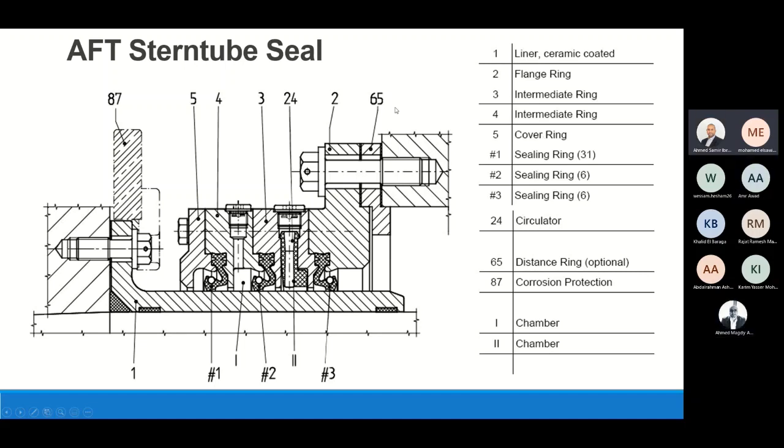Yes, perfect. Okay, 65, what is this? This is a distance ring, okay? This is optional. This is something we do to extend even further the life of the liner. What is this distance ring? We get it as a foundation of the seal. It is like 10 millimeter, 12 millimeter that we put in and remove. For example, once we assemble the seal for the first time, I will put this distance ring, okay? This will be, for example, a distance ring of 10 or 12 millimeter. What does it mean?